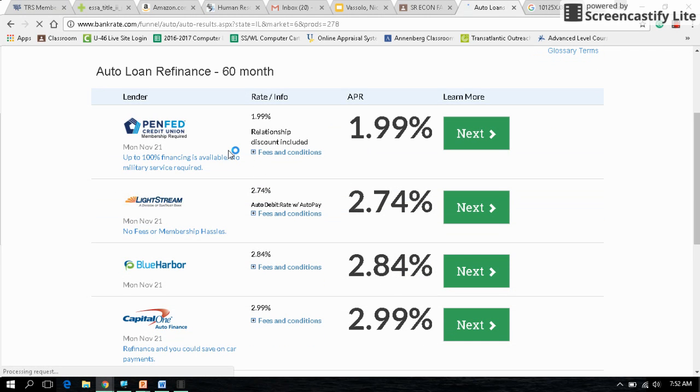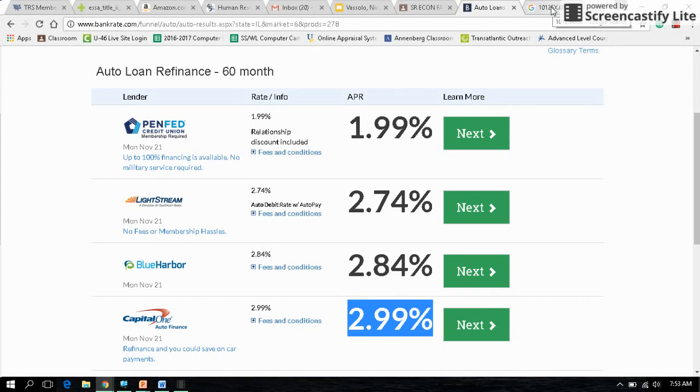So I can apply up to, these rates here, this 1.99% is really not feasible for you because you're a young lender. Those are premium rates for people who have had a whole credit history. All right, so we're just going to take the Capital One rate here, which is 2.99%. So now what that means is that you are going to be paying a 2.99% interest rate on your loan.